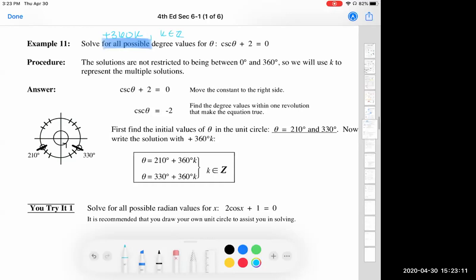All right, we want to solve for cosecant theta, so we subtract 2 from both sides, and that's it. When is cosecant theta equal to negative 2? We use our unit circle, and that only happens at 210 and 330. So we write theta is equal to 210, and theta is equal to 330, and we add our extra part to our answer. We do that because we want all possible answers.